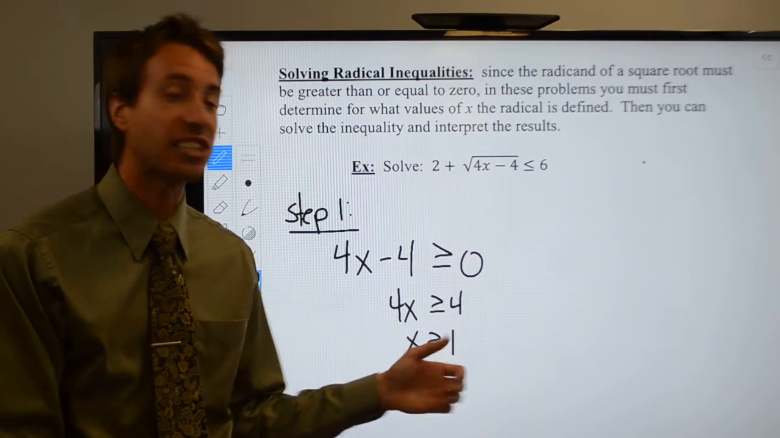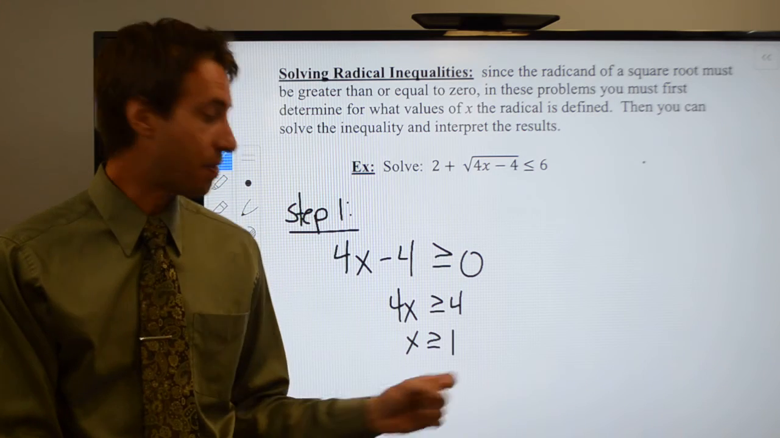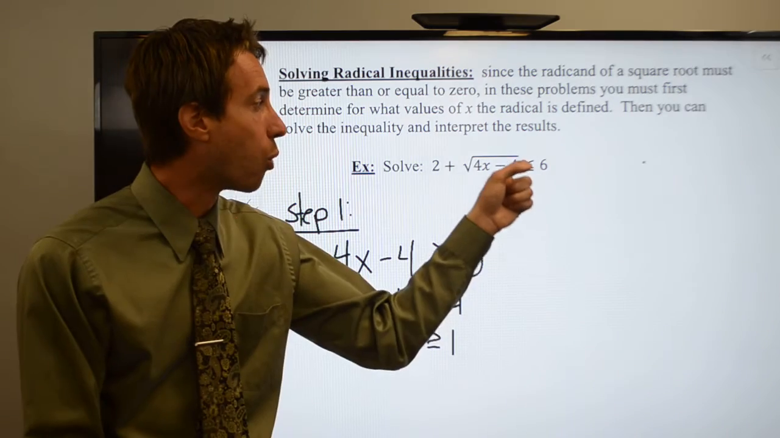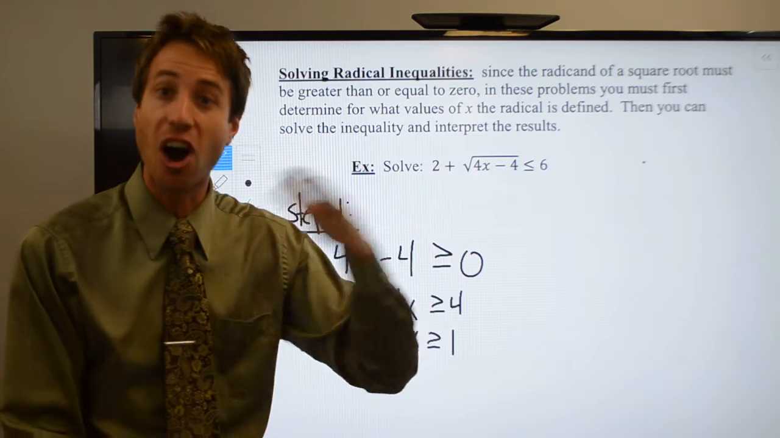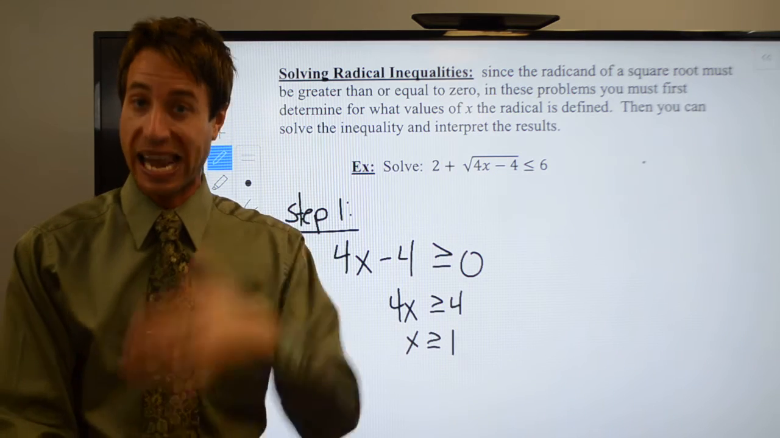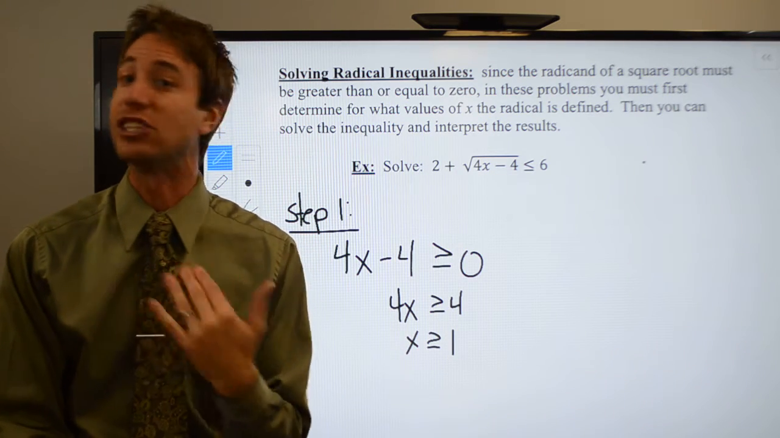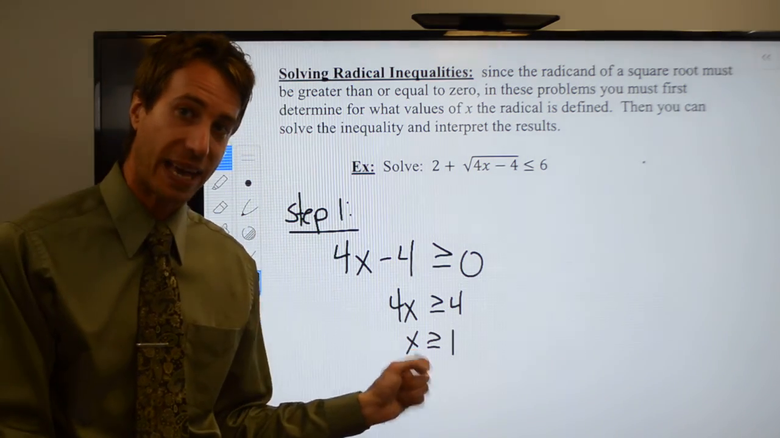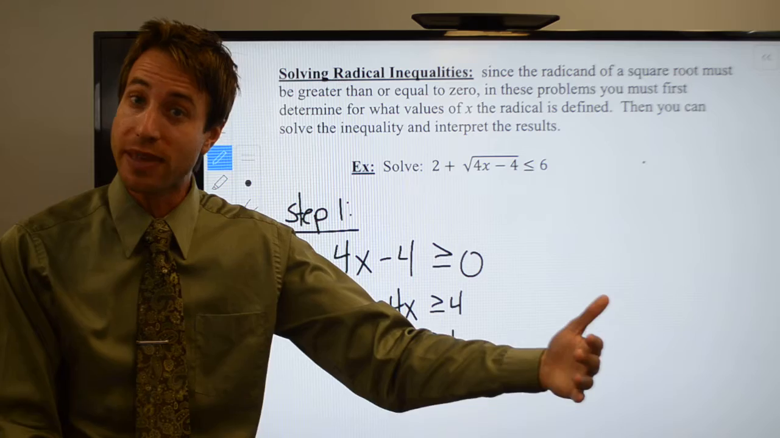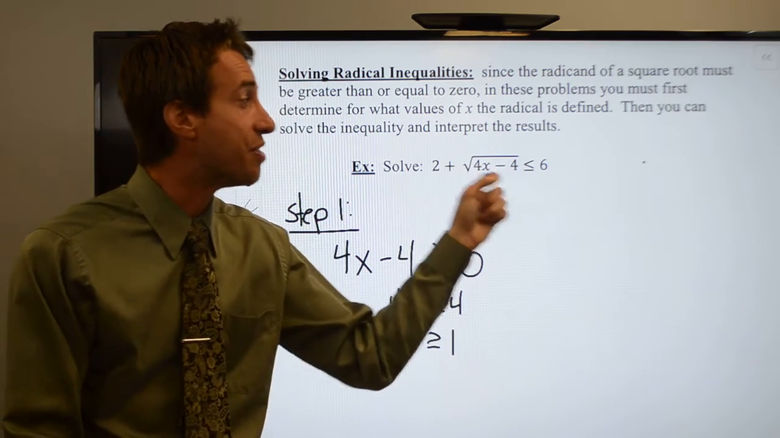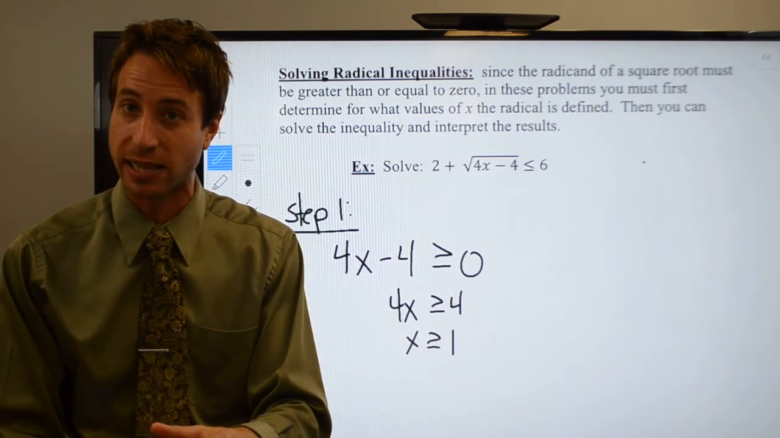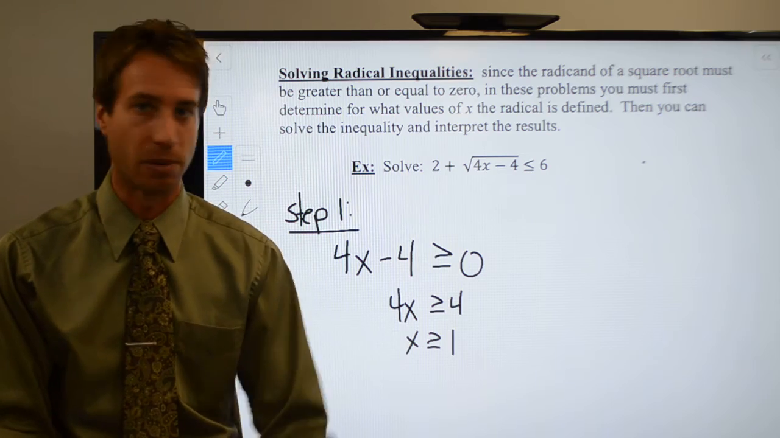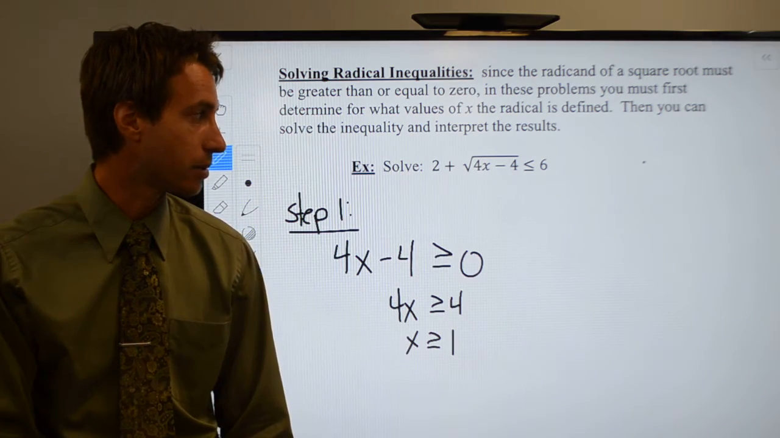If x were to be less than a positive 1, I would wind up with a negative number under the radical, and I would get an imaginary solution, which I don't want. So whatever value of x you pick, it needs to be greater than or equal to 1 so that this guy stays positive and we get real numbers. I don't want imaginary numbers.